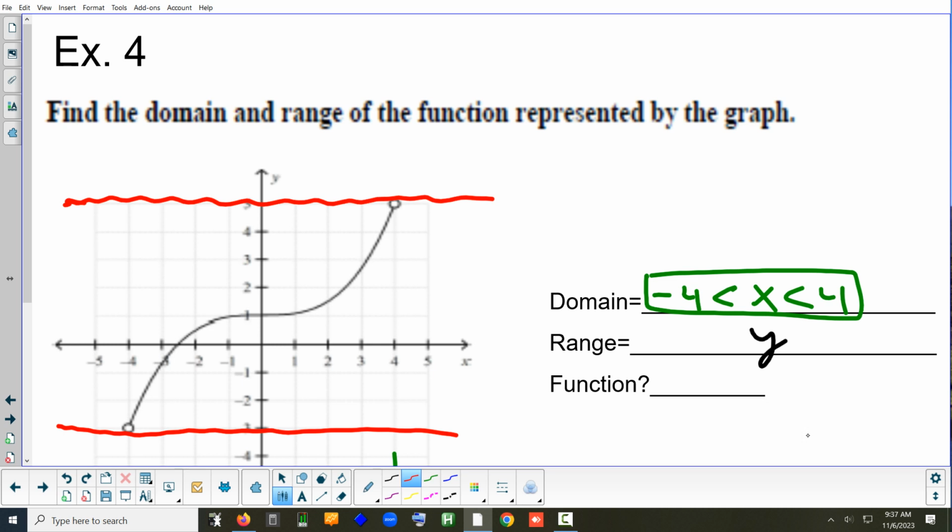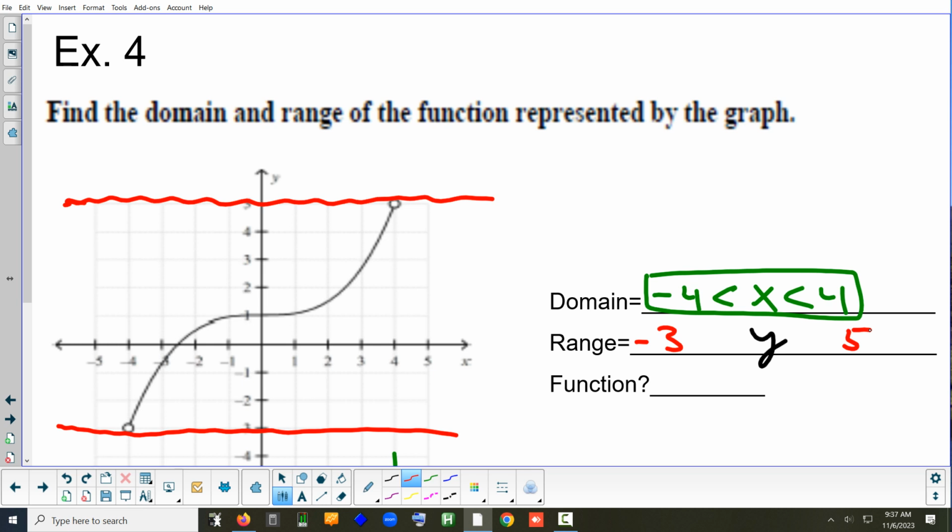So what's your lowest y value that you ever hit on this graph? -3. And what's the highest that we go? Yeah, 5. Now we have to put our inequality symbols in, and they're both going to point to the. How did they point before? They pointed to the left. They always point to the left.